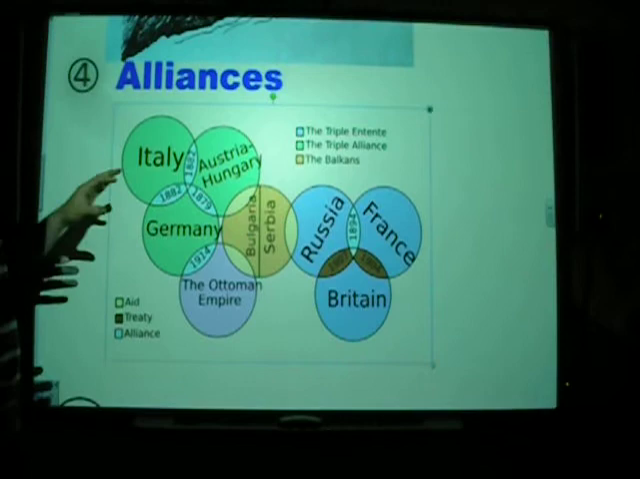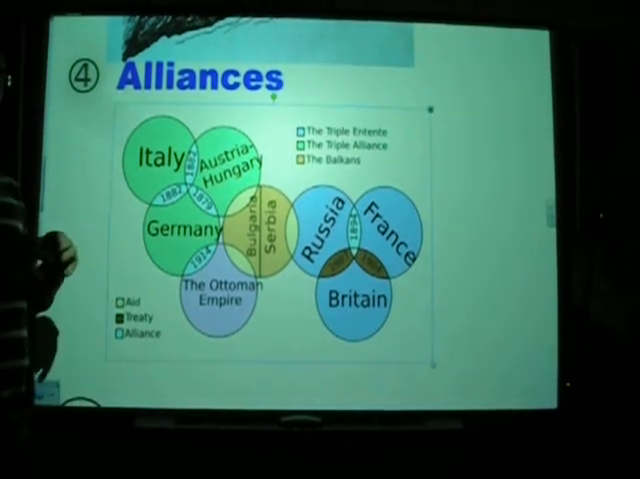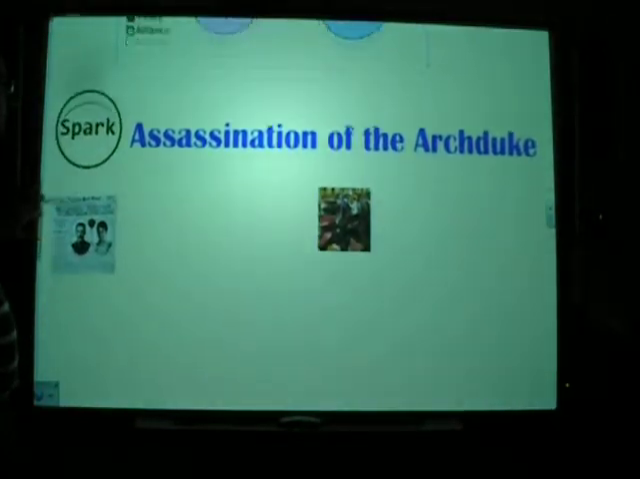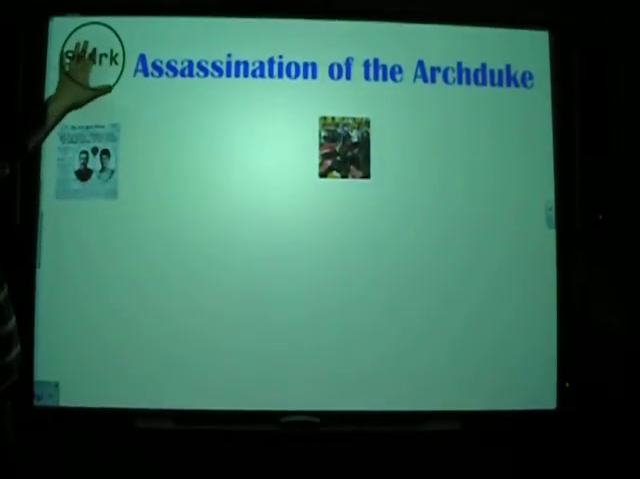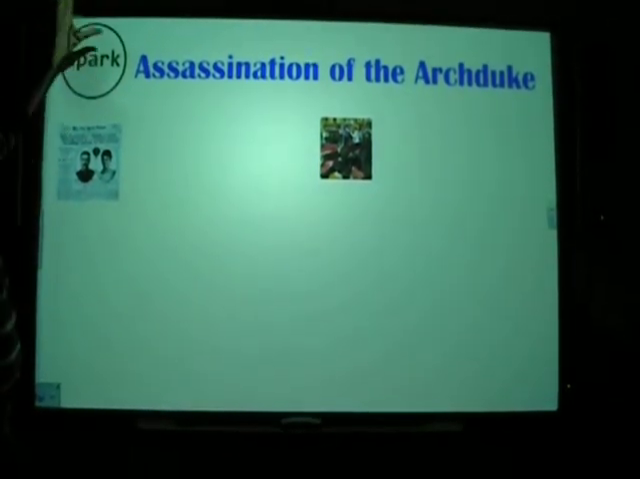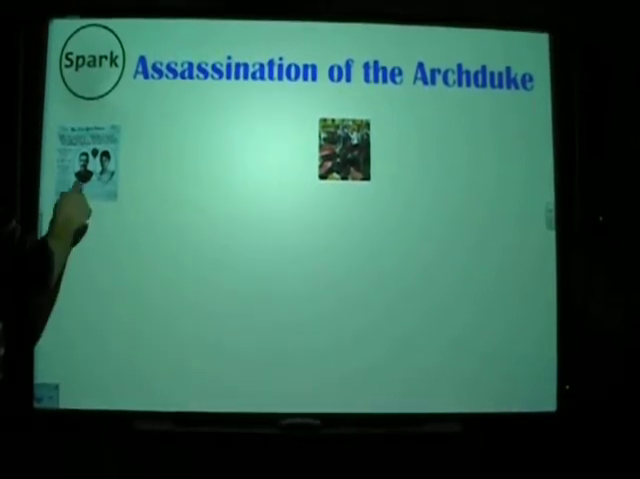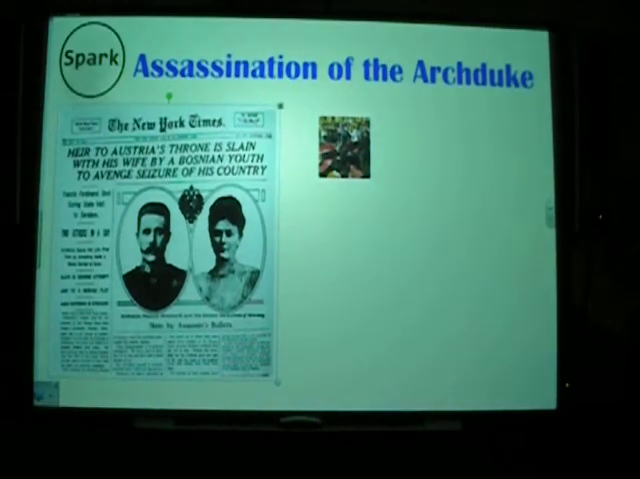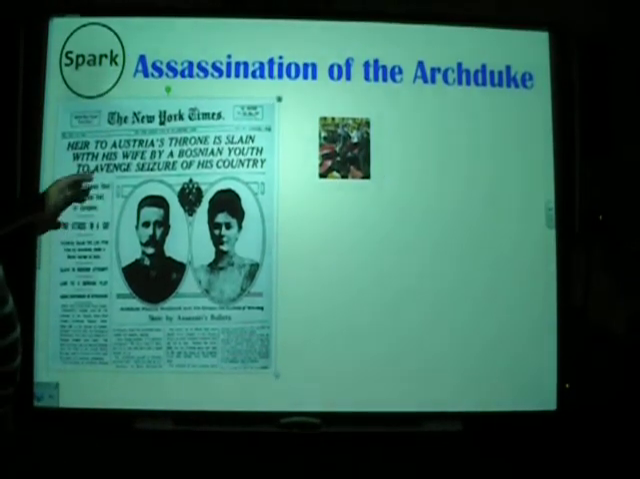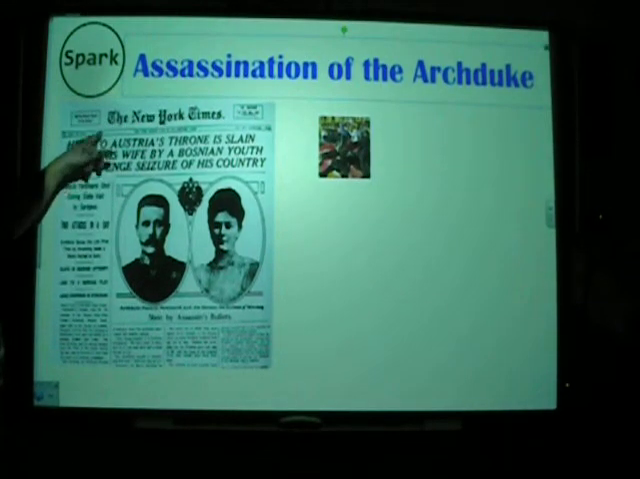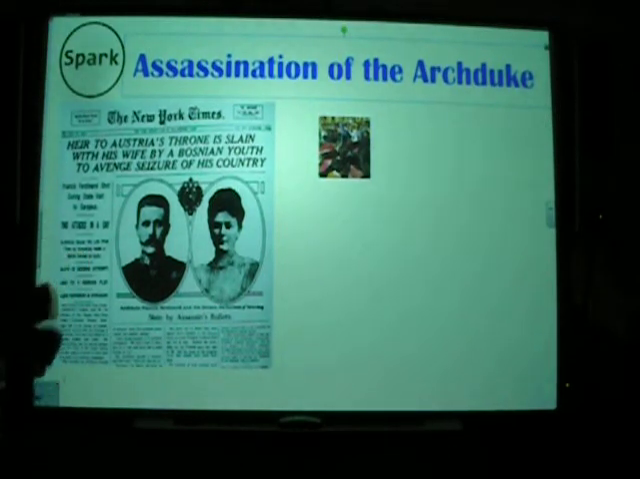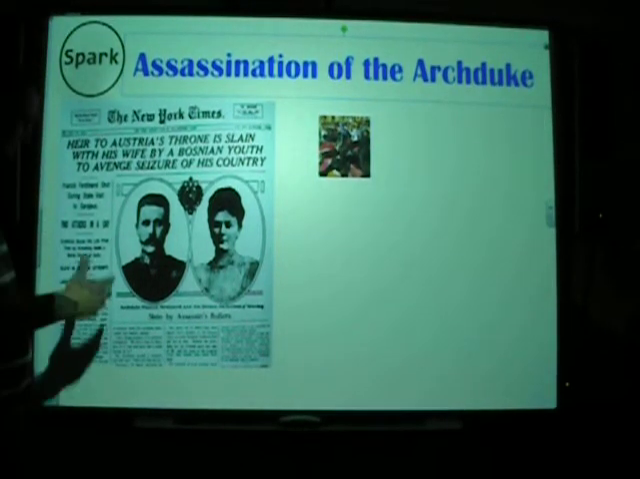So we have those four causes, but that alone is enough for tension, but not enough to automatically start a war. What I want you to remember here, we talked about the spark, like what lit the fuse, and this spark was the assassination of Austria-Hungary's Archduke. Kind of like a prince, he was the heir to the throne, it says here in the New York Times. Basically he was about to take over as leader of Austria-Hungary.